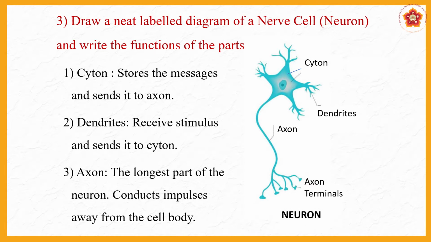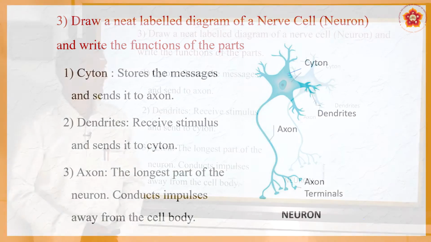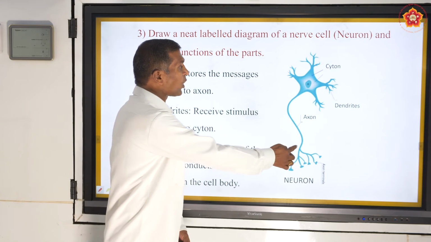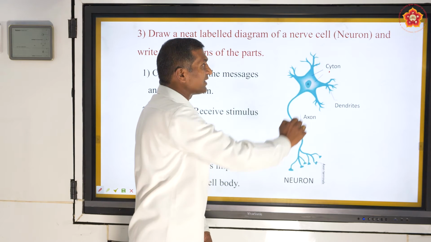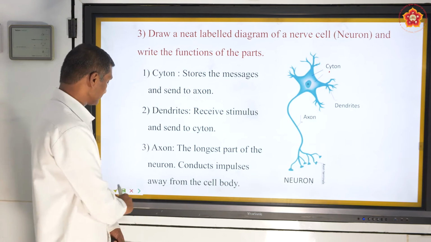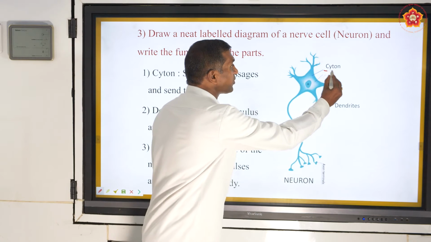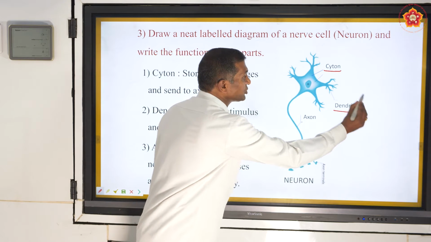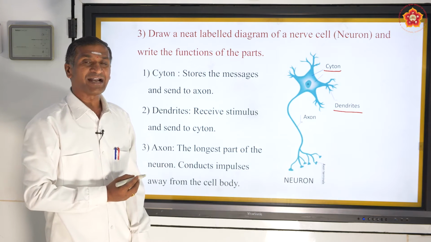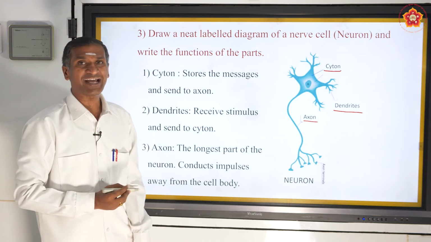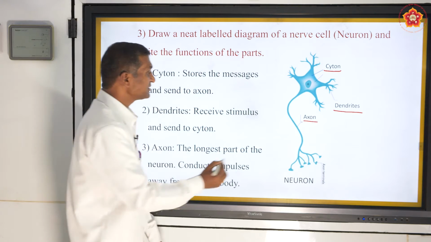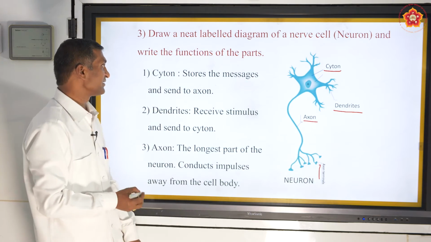The third question. Draw a neat labeled diagram of a nerve cell, which is none other than the neuron, and write the functions of the parts. You can observe the neuron structure that is being drawn. Mainly it has three main parts. The cell body called cyton, the finger-like projections to the cyton called dendrites, and in singular we call it dendron. And the longest dendrite is nothing but the axon. And the terminal, we call it the axon terminal.